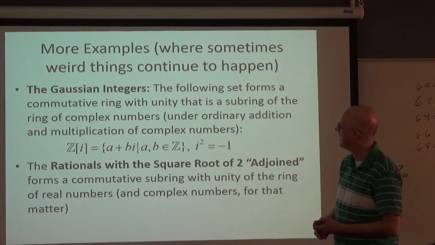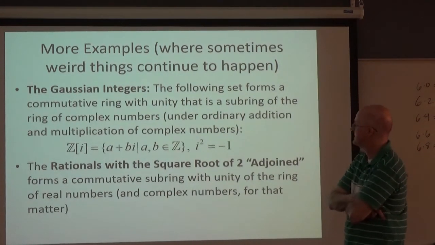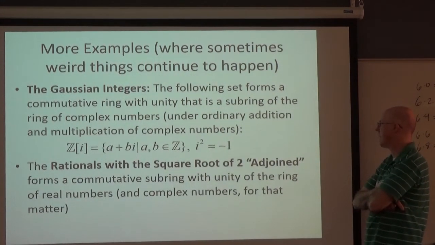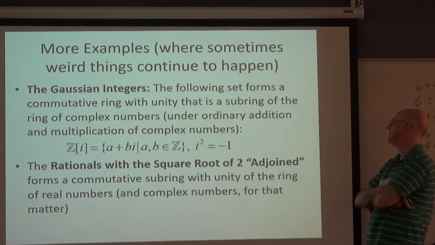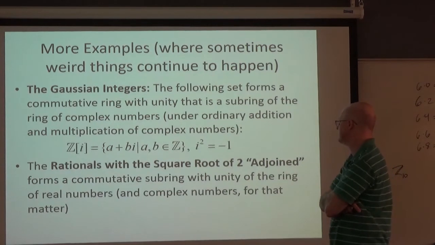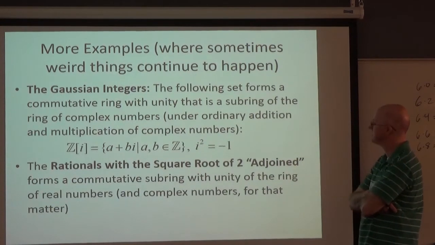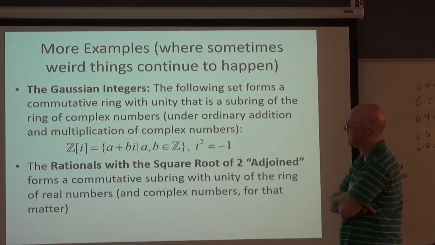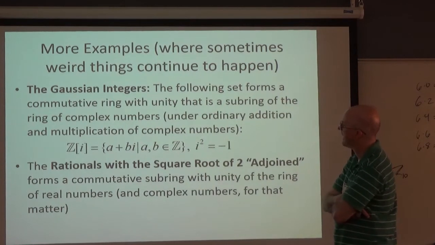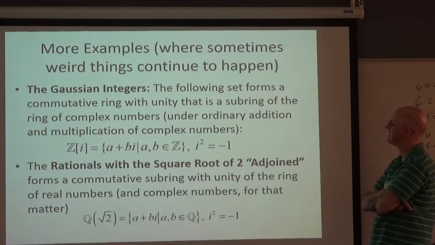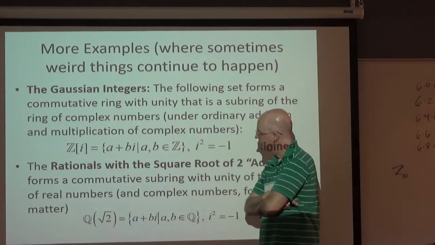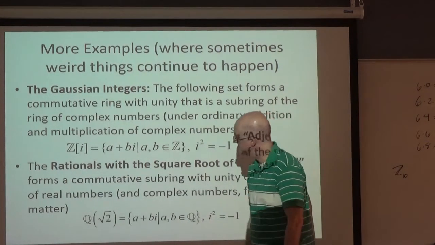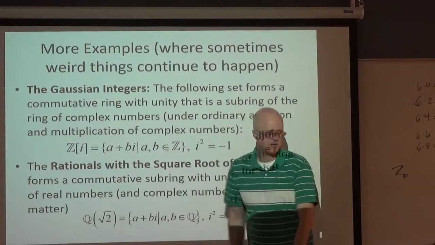And finally, final example for this lecture is the rationals with square root of 2 adjoined, whatever that means, forms a commutative subring with unity of the ring of real numbers, and the ring of complex numbers for that matter. What is this rationals with the square root of 2 adjoined? It's this set. Set of all real numbers. Oops, a typo here.